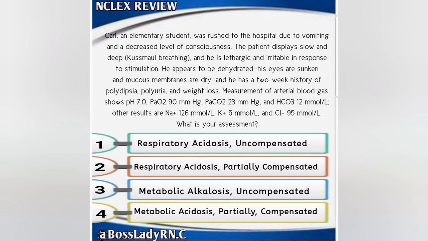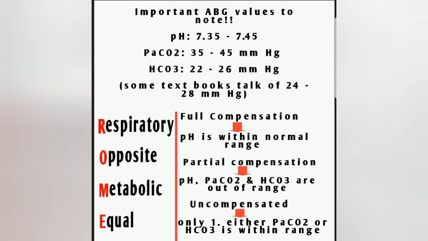Measurement of arterial blood gas shows pH 7.0, partial pressure of oxygen of 90 mm mercury, partial pressure of carbon dioxide of 23 mm mercury, and bicarb of 12 mmol per liter. Other results are sodium 126 mmol per liter, potassium of 5 mmol per liter, and chloride 95 mmol per liter. What is your assessment?